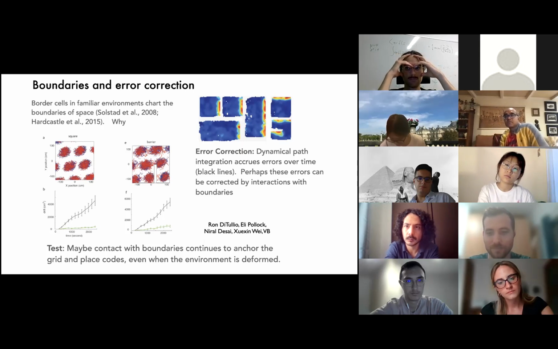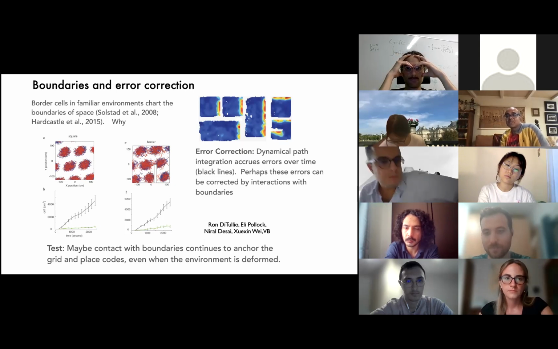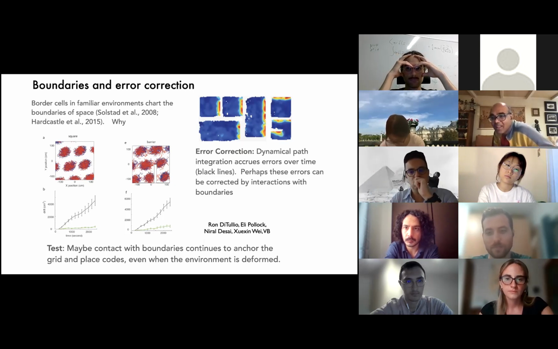Now, how could you test this? Well, the real way to test this is to record from the border cells and the grid cells and see that their synapses increase in strength in the advertised way, et cetera.